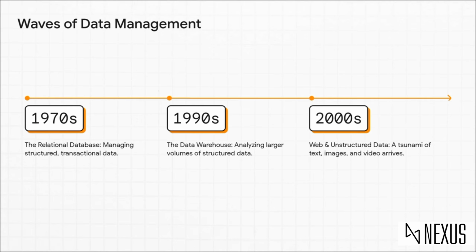What's so cool here is you can see how each new technology was born directly out of the limitations of the last one. Back in the 70s, the relational database was a total game changer for managing structured data. By the 90s, we had so much of that structured data that we needed the data warehouse just to make sense of it all. But then the 2000s came along, the web exploded, and we were hit with this absolute tsunami of unstructured data, text, images, video, that our existing systems just weren't built for. And that, right there, is the problem big data was created to solve.